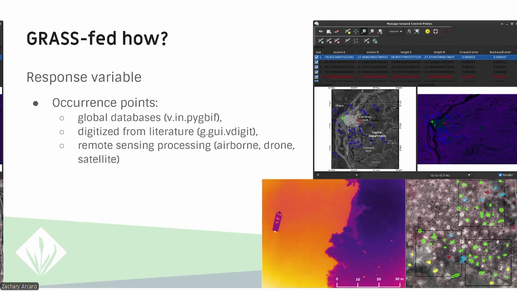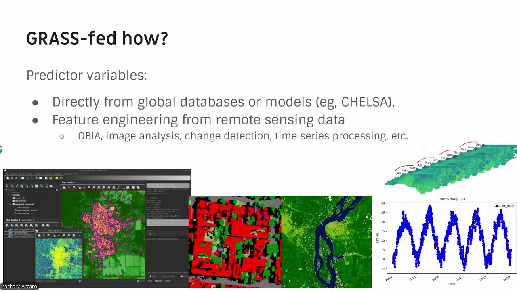Okay, so grass-fed how? For the response variable, let's say I need occurrence points. There's a nice add-on tool in GRASS that allows me to query a global database on biodiversity. This data can also be digitized from literature. Basically, I do screenshots of maps on papers and then digitize, and I get my occurrences, or processing remote sensing data. For the predictor variables, I can download and directly import into GRASS, because we have tons of modules to streamline access to data. Or I do feature engineering from remote sensing data with image analysis, OBIA chain, time series, change detection modules, and so on.